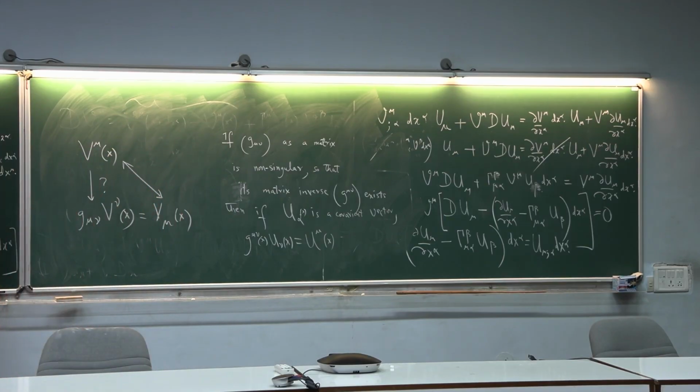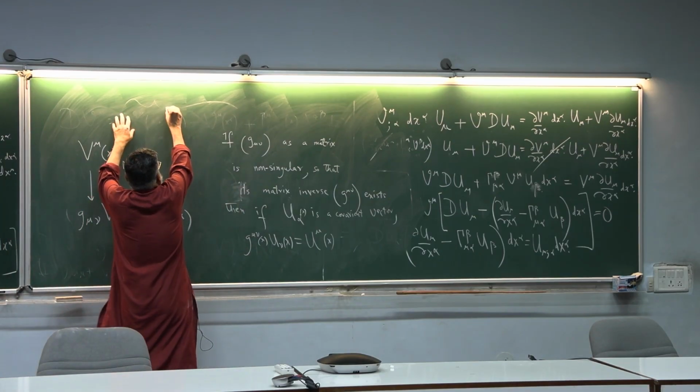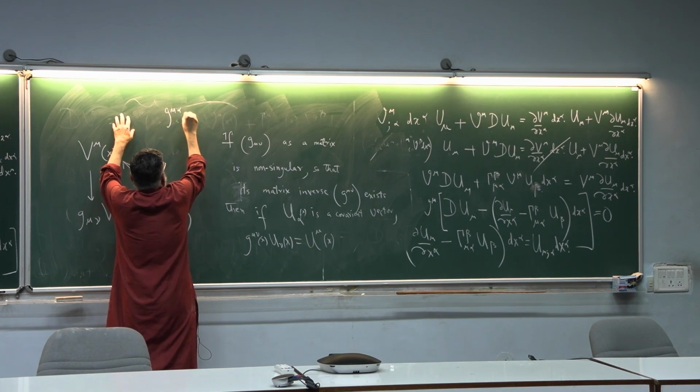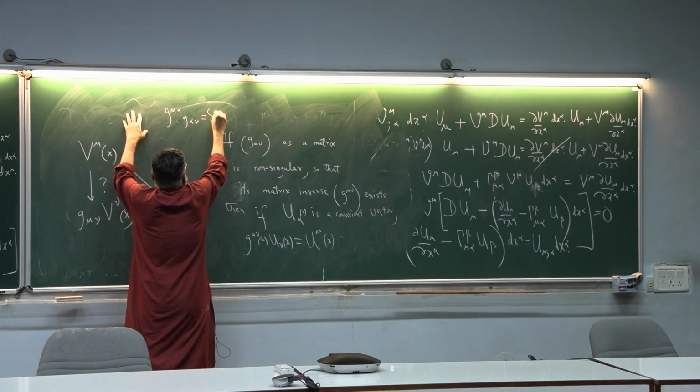Of course, we have to be mathematically very clear: this holds only for those space-times for which G mu nu as a matrix is non-singular, meaning its inverse exists. Inverse exists meaning what? If I am representing G mu nu as a matrix and its inverse, then by matrix multiplication, G mu alpha times G alpha nu must be the Kronecker delta.